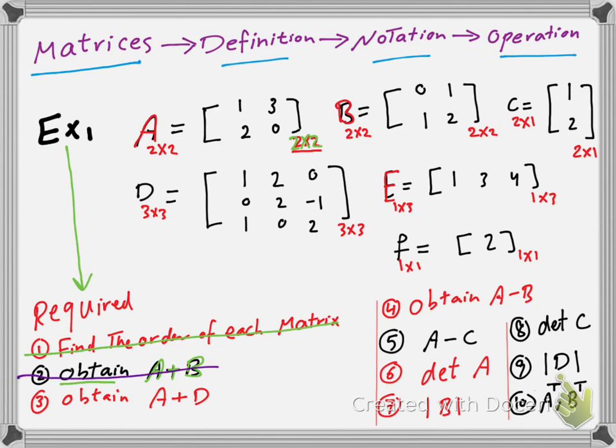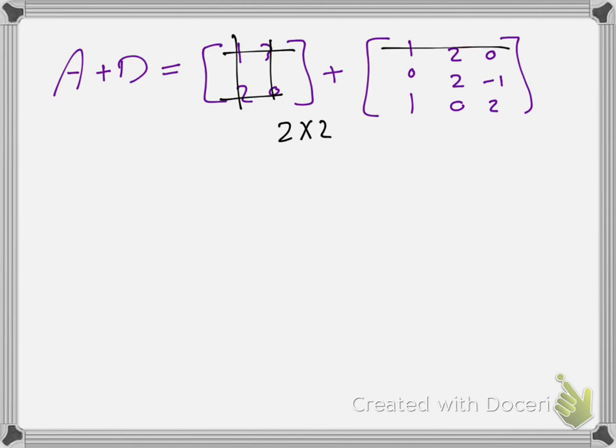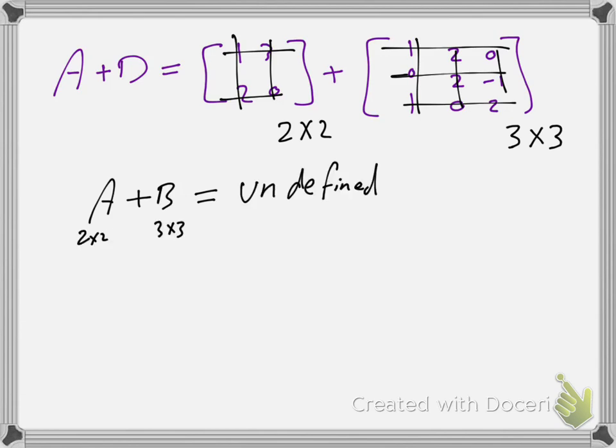In the same way, I will try now to obtain matrix A plus matrix D. The elements of matrix A are 1, 2, 3, and 0. To add them, I will check the order first. This is of order 2 by 2. And this is of order 3 by 3. Then I cannot add them together because they are of different types. Then you can say A plus D does not exist or is undefined because we cannot add them together.